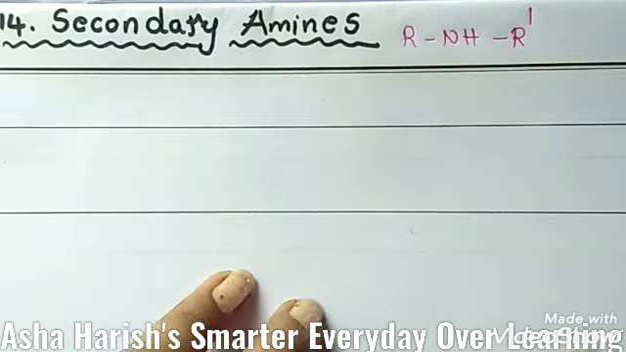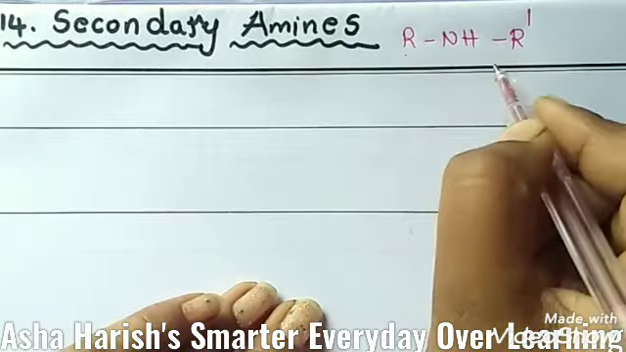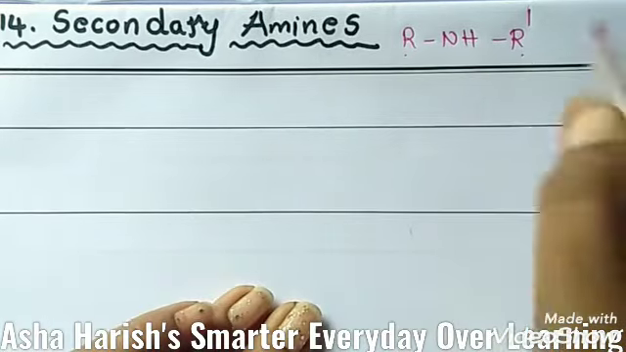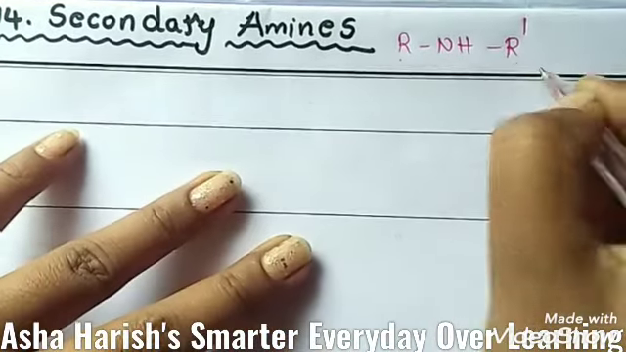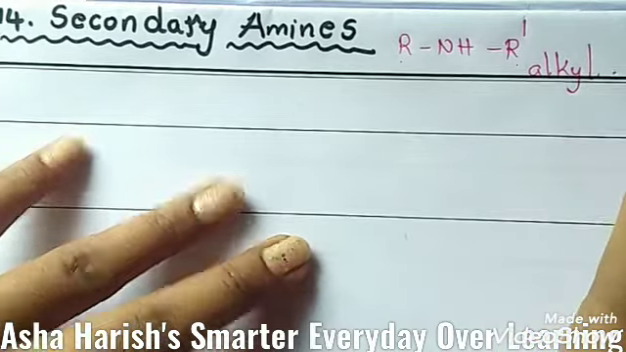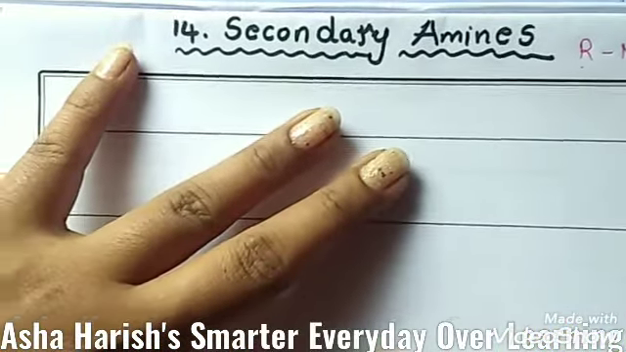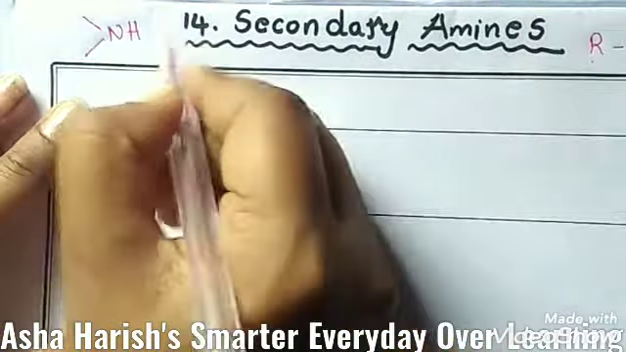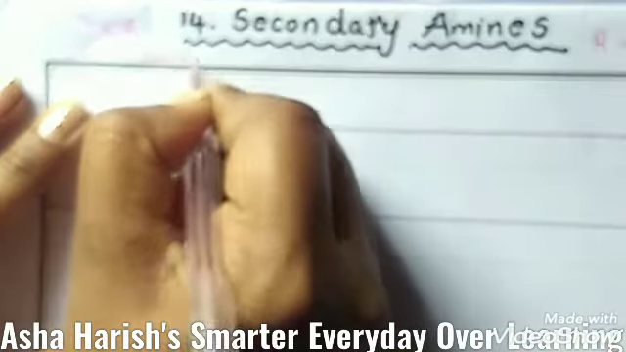R NH R dash, where R and R dash may be the same or different types of alkyl groups. You should take different types of alkyl groups. And how can we represent the functional group of these secondary amines? Here, students, NH, just like this, NH. And for this the word should be imino.